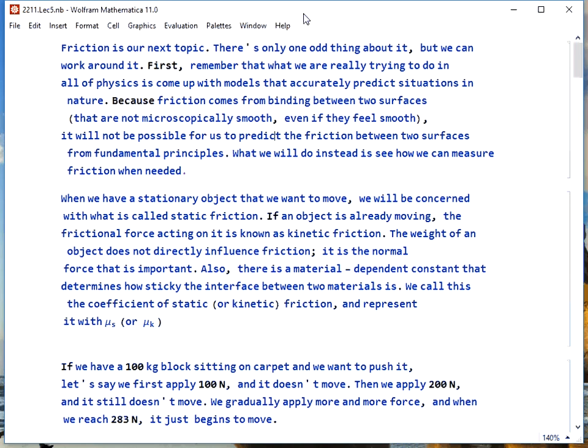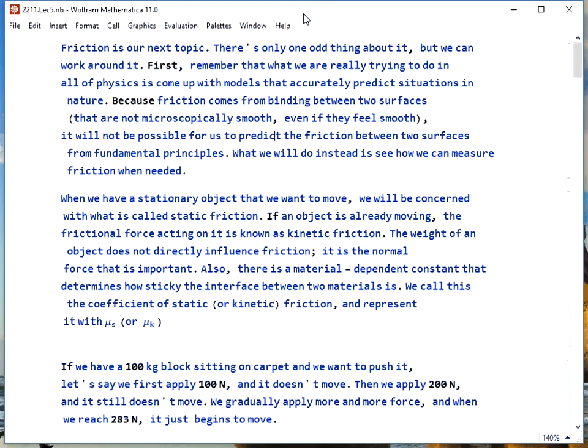Friction is our next topic, and there's one weird thing about friction compared to everything else. But before we get into that, keep in mind that what we're trying to do with physics is model nature. We want to be able to predict what happens and explain what we observe. And what's actually happening with friction is we have two surfaces in contact, and even if they feel perfectly smooth to you, if you looked on the microscopic level, you would see there are hills and valleys.